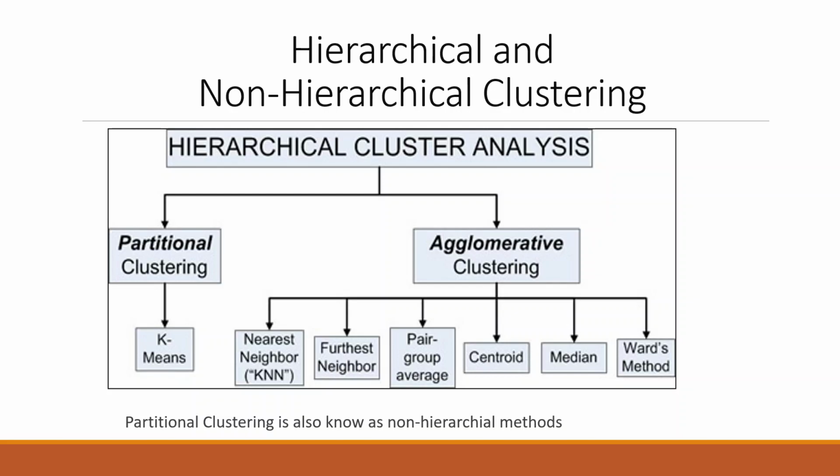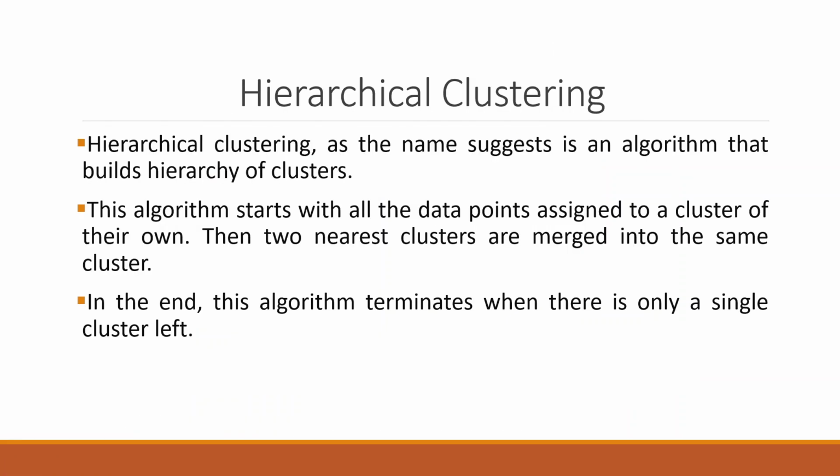Now, you can divide clustering into hierarchical and non-hierarchical clustering. Hierarchical cluster analysis can again be divided into partitional clustering and agglomerative clustering. Partitional clustering is also known as k-means clustering. In the case of agglomerative clustering, we have methods like nearest neighbor, furthest neighbor, pair group average, centroid method, median method, and Ward's method. Partitioning clustering is also known as a non-hierarchical method.